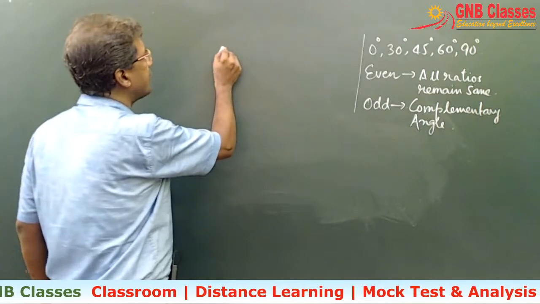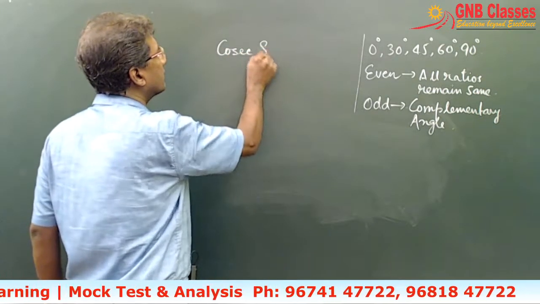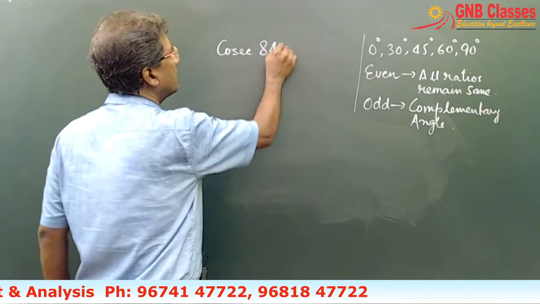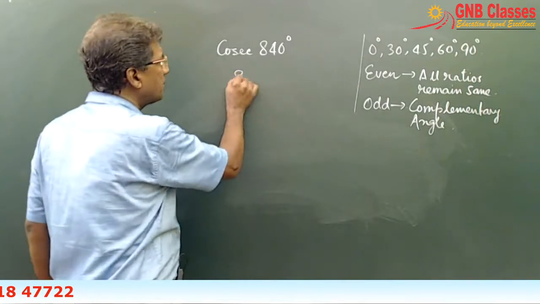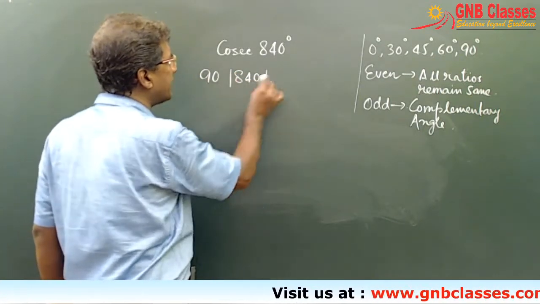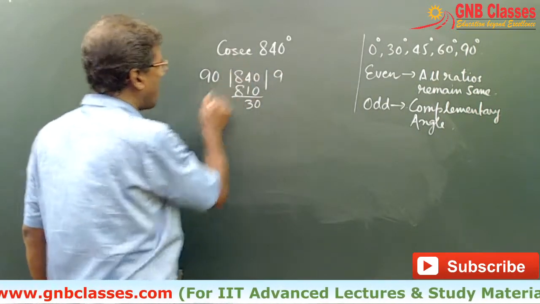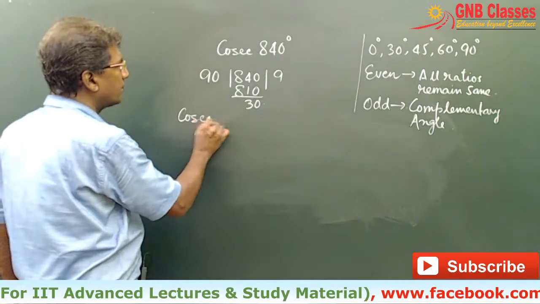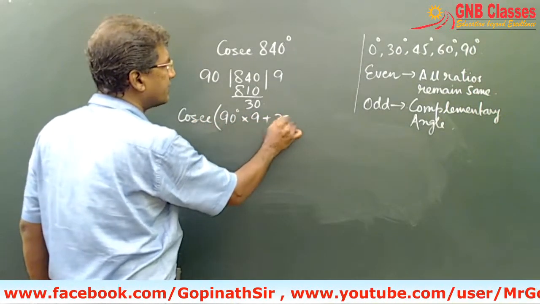Suppose we have been asked to find the value of, let us say, cosec 840 degrees. So what is the first step? You will simply divide 840 by 90. So what are we getting? I'm writing cosec in that fashion: cosec (90 into 9 plus 30 degrees).